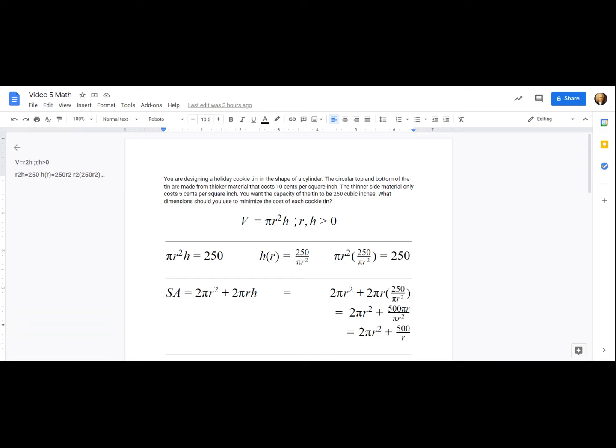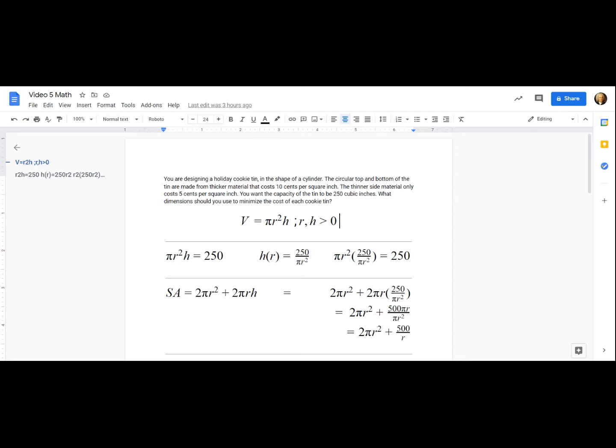So, let's start. You are designing a holiday cookie tin in the shape of a cylinder. All right, so we know the shape. It is a cylinder. You want the capacity of the tin to be 250 cubic inches. So that is the volume of the cylinder that we want to construct. Now, the formula for the volume of the cylinder is volume equals pi r squared times the height. Both the radius and the height are greater than 0. So we have our volume: pi r squared h equals 250.